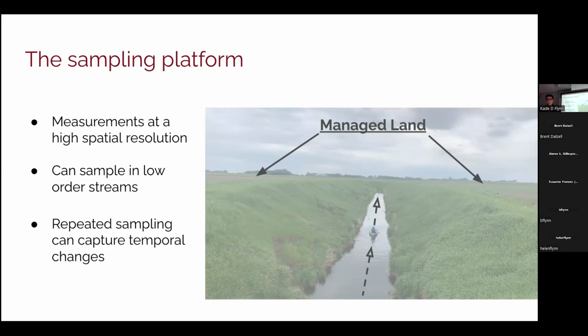The sampling platform can sample in low order streams where catchment area is small, and so you have a greater chance of having enough signal to really detect these potential improvements from field scale practices. And with repeated sampling, you can capture temporal changes in much the same way that you do if you're monitoring continuously at the watershed outlet.